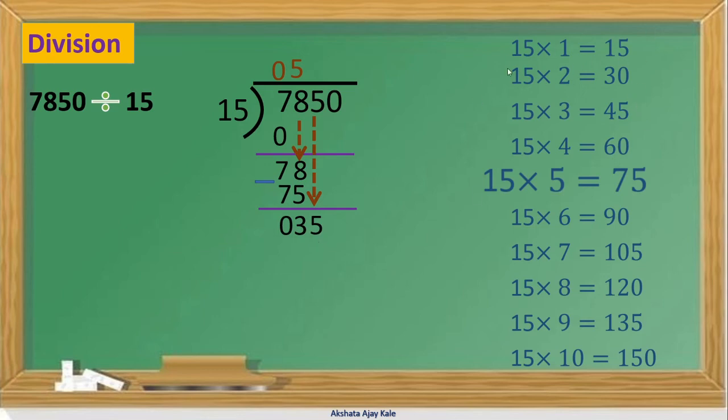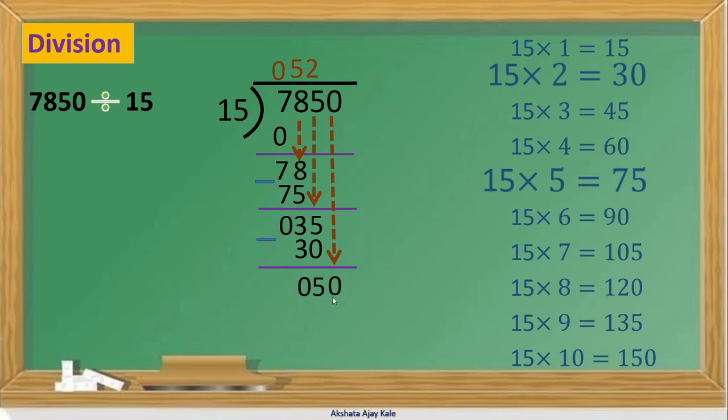35 means again we will move to the table. 15 1s are 15, 15 2s are 30, 15 3s are 45. No, the proper number is 15 2s are 30, isn't it? So what we will do? We will take 15 2s are 30. Got this? Now 35 minus 30, that is 5. Again 5 is less than 15. So what we will do? We will take the next number down, that is 0.